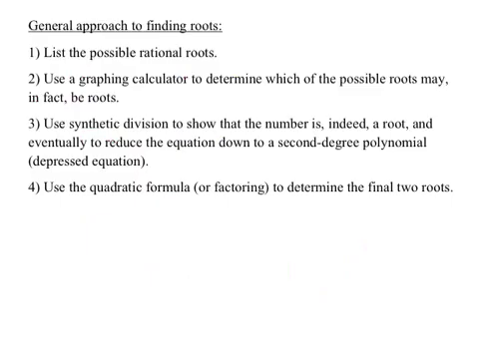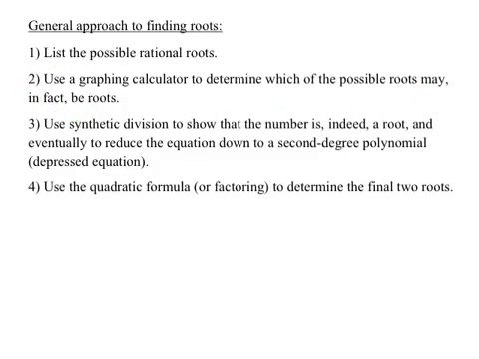So let's go through a general approach to finding roots. First, using the rational root theorem, and these are rational roots we're looking at, list all the possible rational roots, all the p's over q's that exist. Then use a graphing calculator to determine which of these possible roots may actually be roots. If you get a possible root like 20 over 7, that's around 3. And if you see an x-intercept around x equals 3, then there's a good chance that one is one of your rational roots.